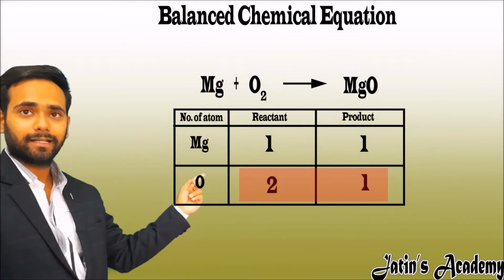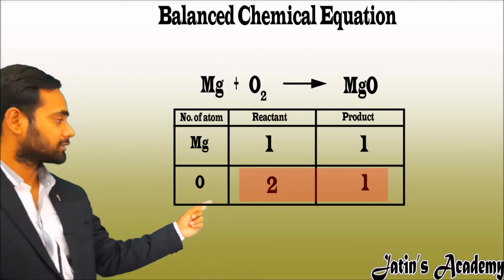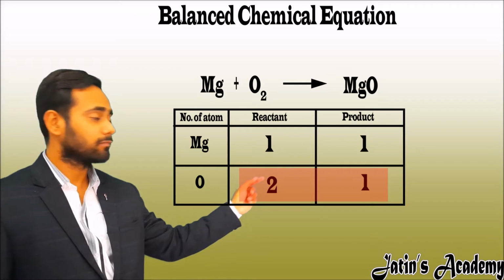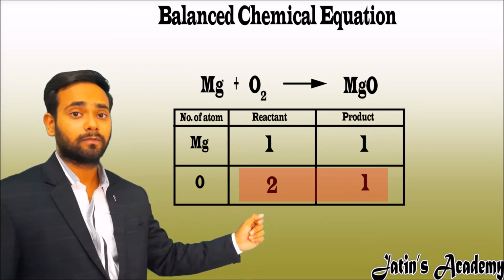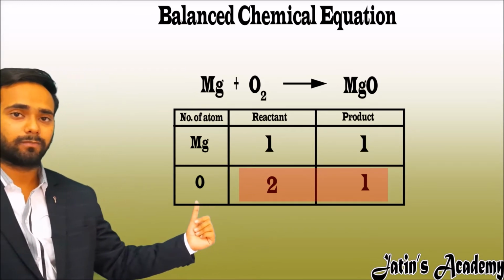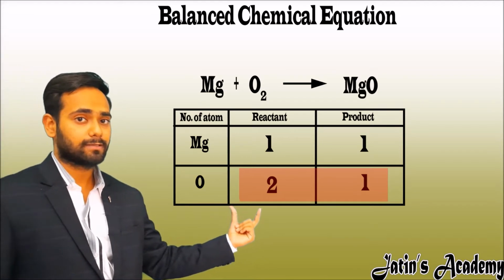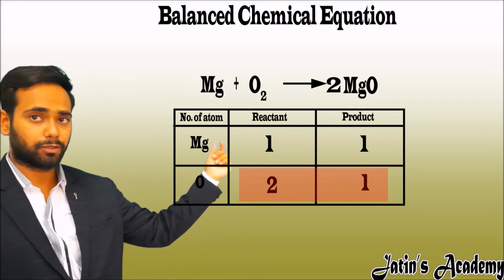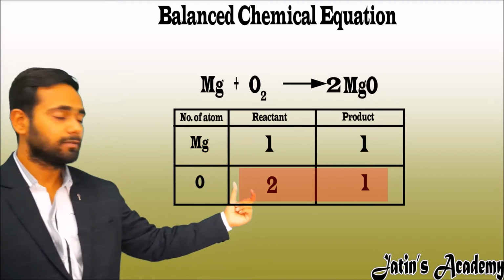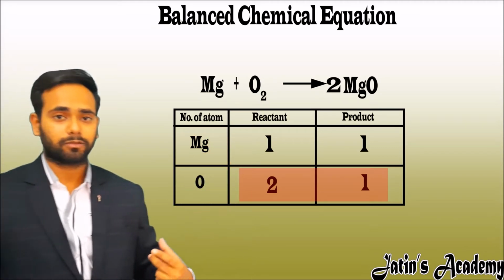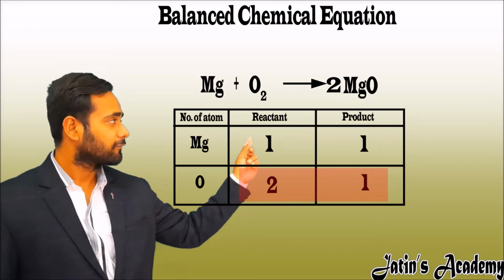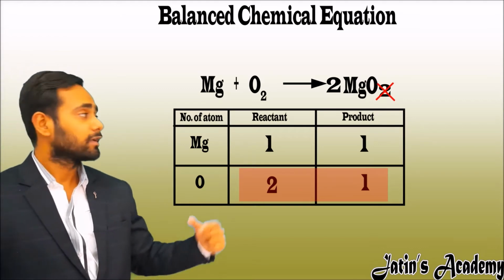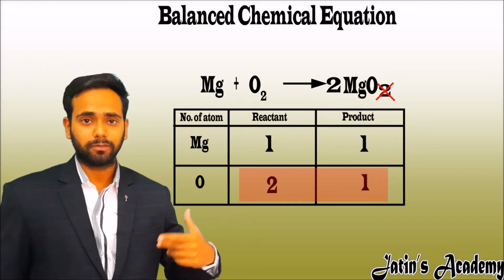Here on the reactant side magnesium is 1 atom, oxygen 2 atoms. On the product side magnesium is 1 atom and oxygen is 1 atom. It means oxygen is not balanced. So we have to balance the oxygen atoms. We have to multiply magnesium oxide by 2 to balance the oxygen. Yes, I know one question is coming to your mind: why is 2 not added to the subscript of the oxygen? This I will tell you later.